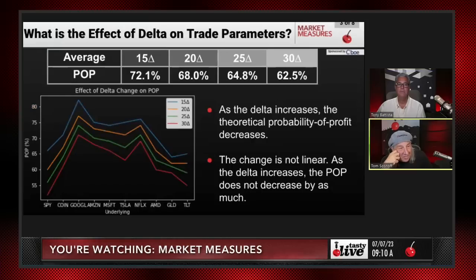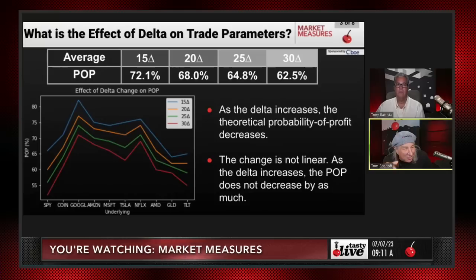So the first one, what is the effect of delta on trade parameters? The first thing we're going to look at is, as delta increases, these are the various strangles, the theoretical probability of profit decreases, of course. The wider you go, the higher your POP is going to be. The narrower your strangle is, the lower your POP's going to be. So at 15 delta strangle, it's 72% POP, and that's because it's 15 plus 15 minus 100, which is, let's call it 70. It actually came out to 71.